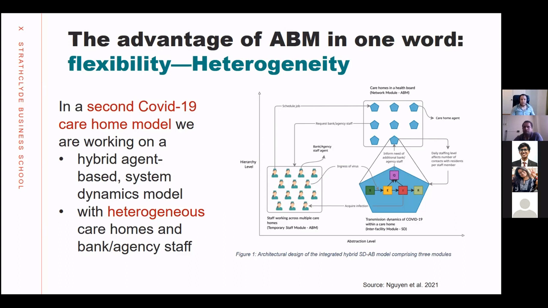So in this case, we have heterogeneous care homes that are autonomous in making decisions, and bank agency staff that are making decisions. But then within each care home, we have an equation-based compartmental model of how the disease spreads. So there's not heterogeneity within the care home, but heterogeneity between care homes and for staff coming in and out of those care homes.